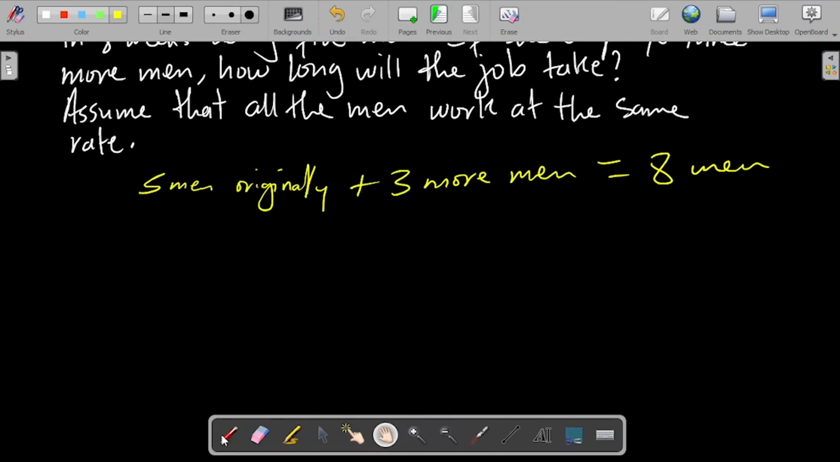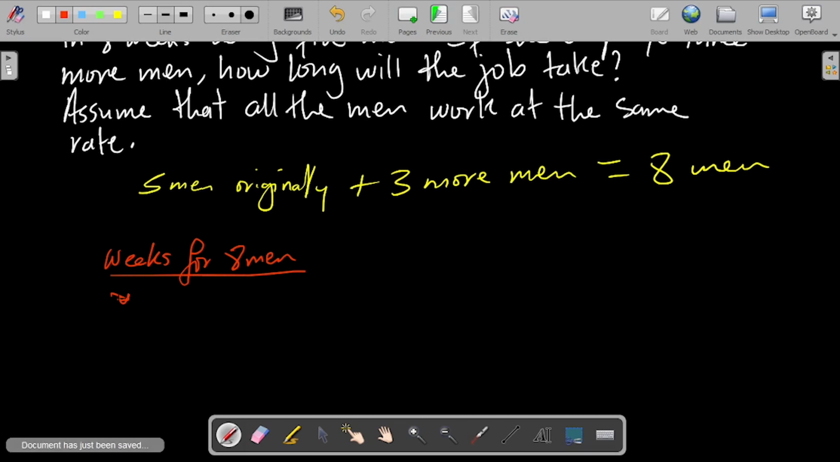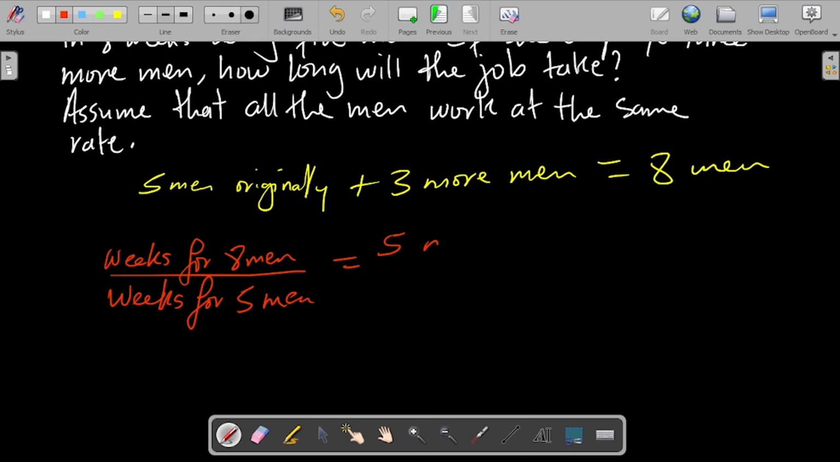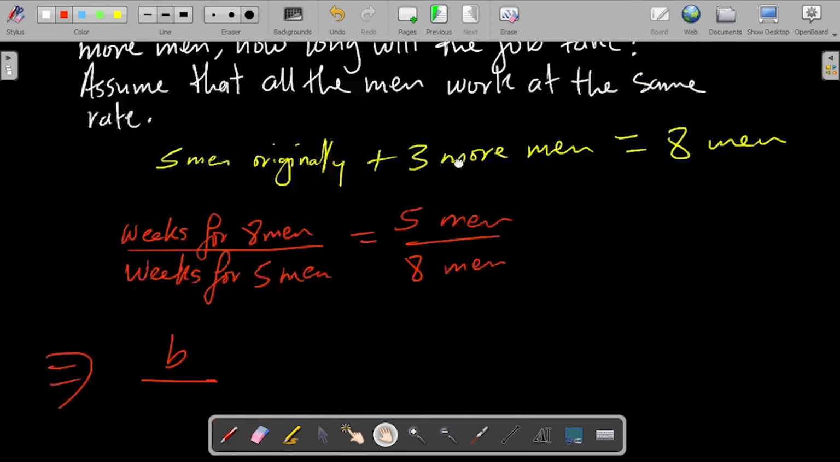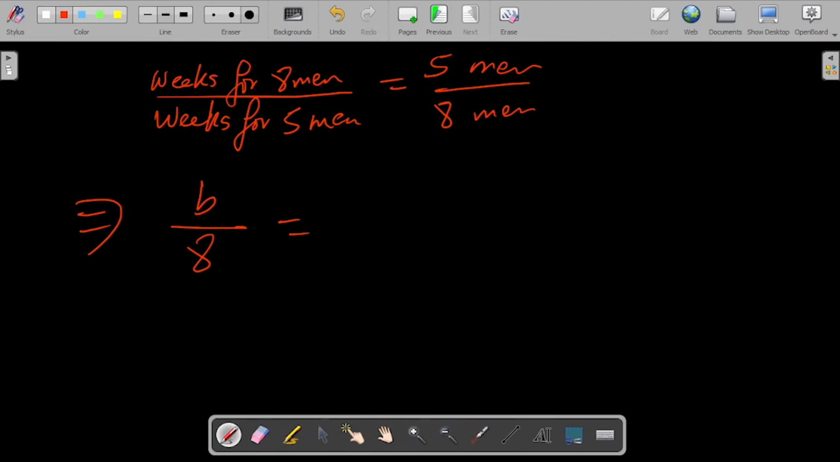The formula we're going to use is weeks taken for 8 men, because that's what we want to find, divided by the weeks for 5 men, and then we make that equal to the reciprocal. So we have 8 over 5 here, so on the right hand side we have to have 5 men over 8 men, because it's an inverse proportion relationship. So then it follows that b over the weeks for 5 men, which is 8, so b over 8 equals 5 over 8.